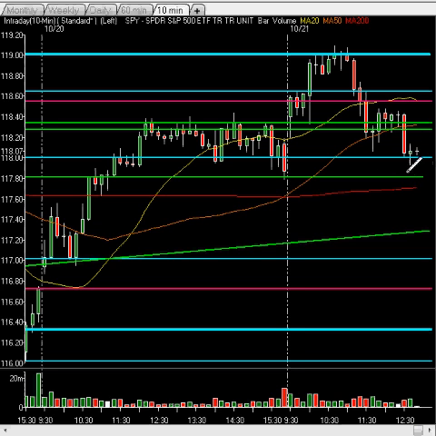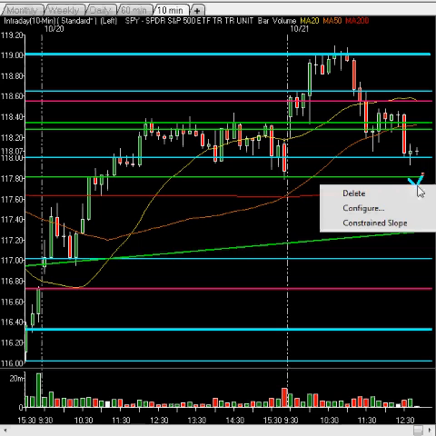I want to make this clear, folks. Down here, tons of support. You have gap fill right here, and then you have the 200 moving average. So anywhere between 117.70 and 117.80 or so, there is a ton of support on this market. If it does get down there, you can scalp it. Again, the levels work beautifully as scalps.